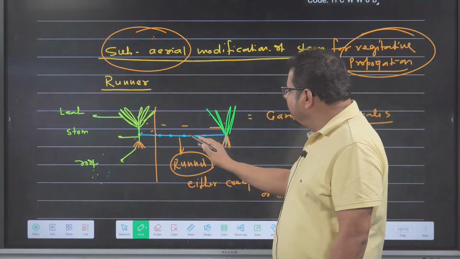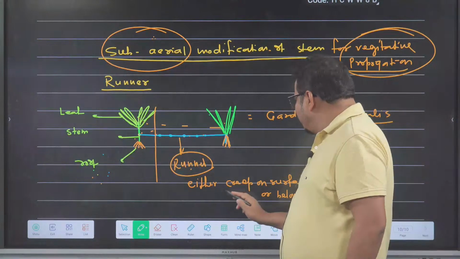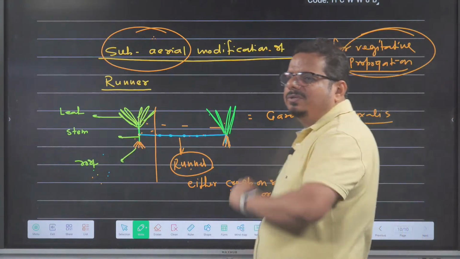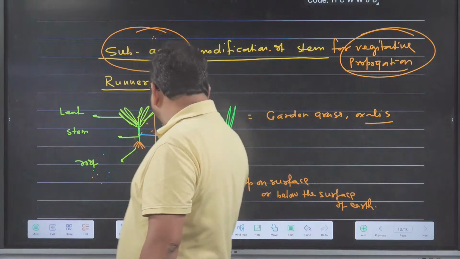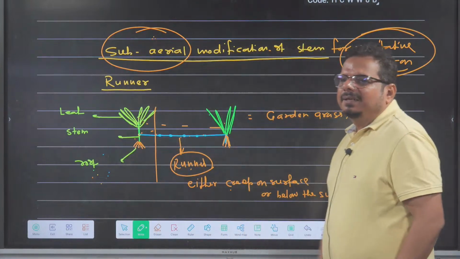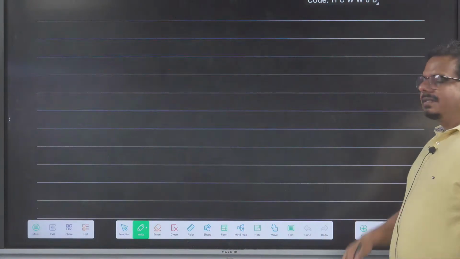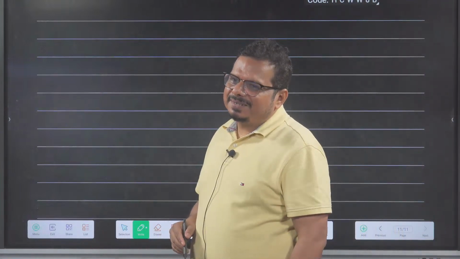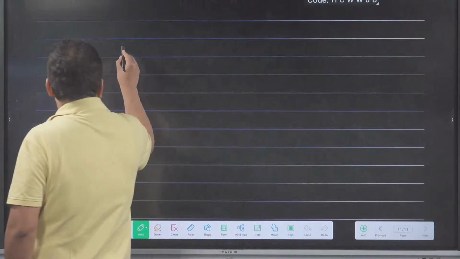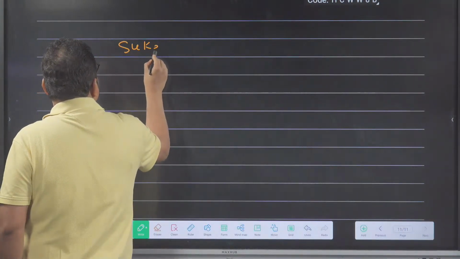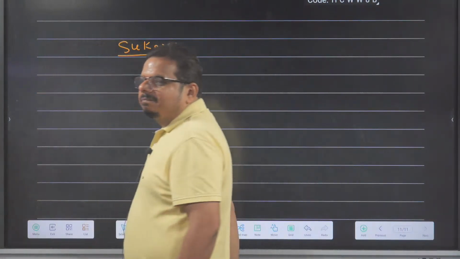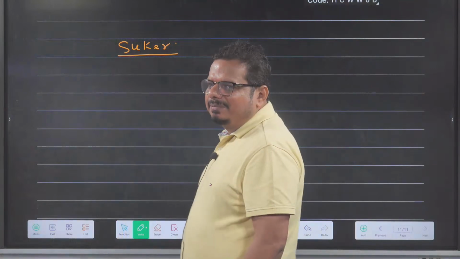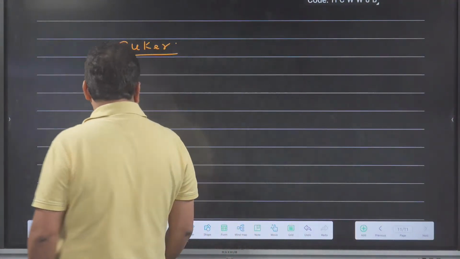So I hope you understand the runner. A runner is either creeping on the surface of the soil or creeping just below the surface of the soil. Got the idea? This branch is called a runner. Done? Now we are going to talk about sucker. See how small the differences are in the branches of runner, sucker, stolon and offset, you will understand. So all are a type of runner itself. Sucker examples you better know: banana, chrysanthemum and pineapple.